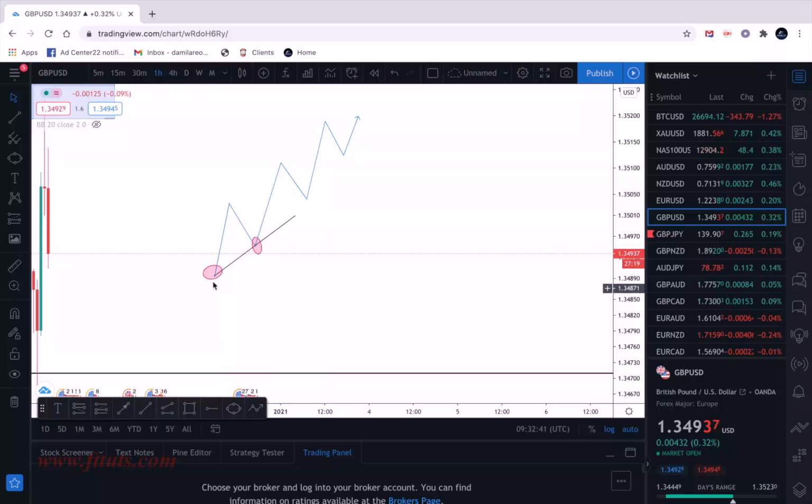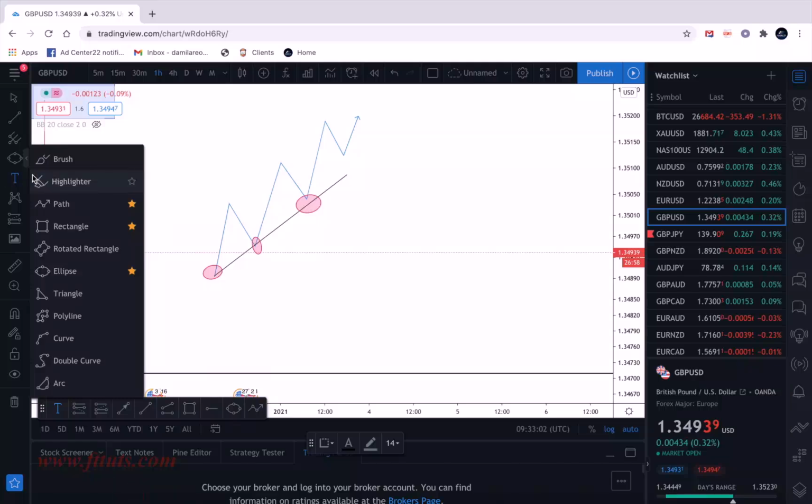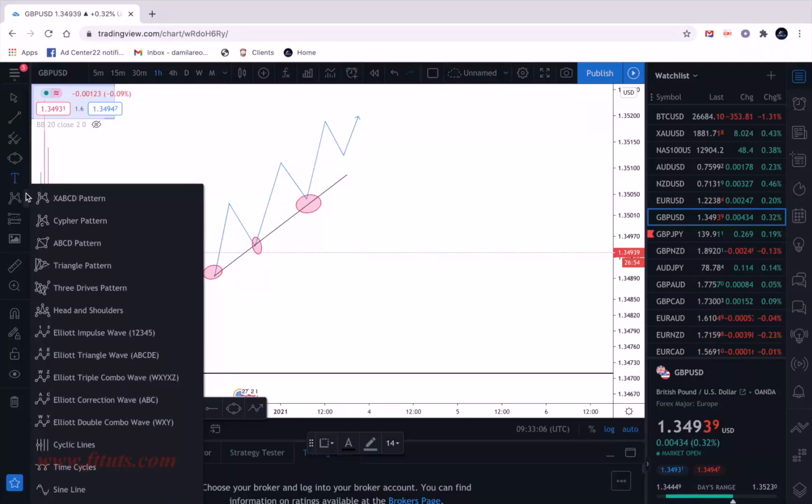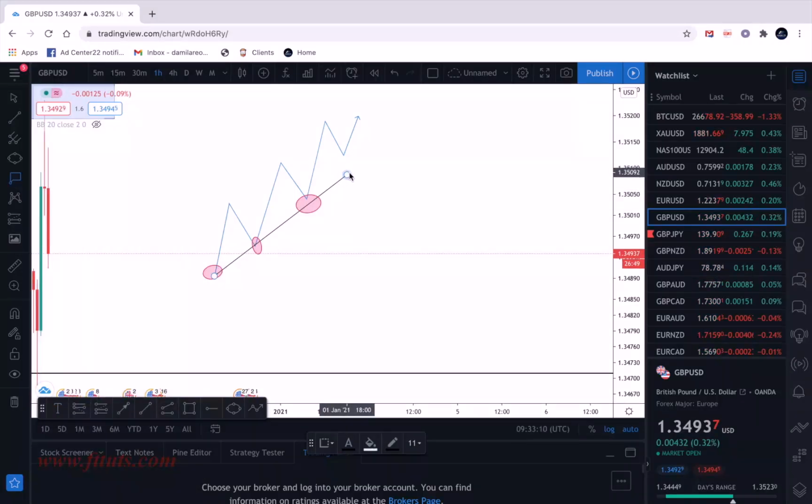Now I've got two lows, one, two. These are two swing point lows. Now the third one will be my striking point. The third one will be here. When the price rejects and comes back to this one, this trend line is serving as support.